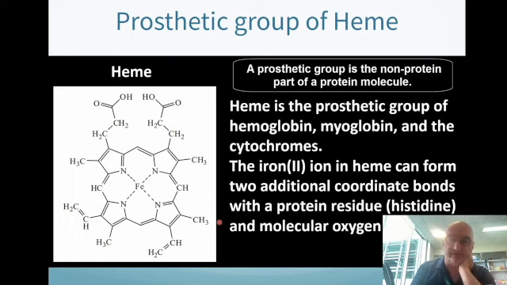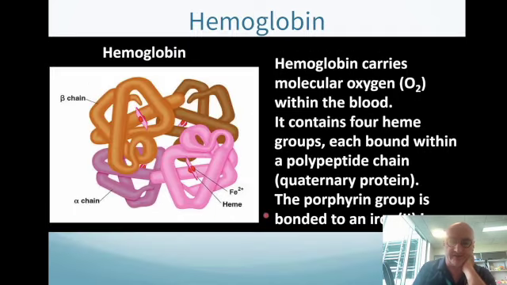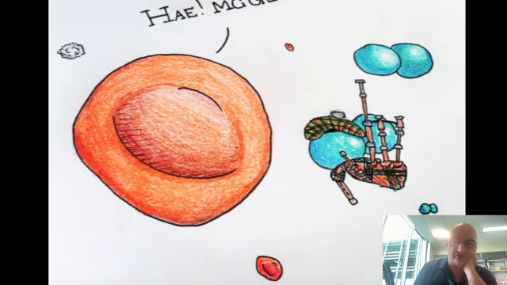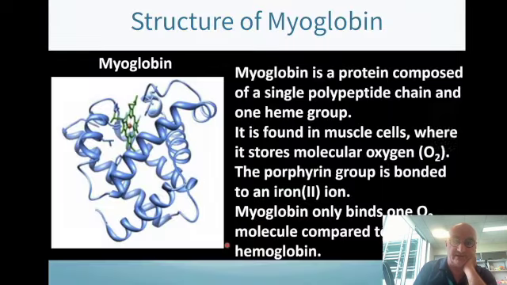Prosthetic group of heme is the non-protein part of the protein molecule, with iron 2 to iron 3 shuttling backwards and forwards, electron transport, so you can move oxygen around your bodies. Hemoglobin, this is the quaternary structure, and it's bonded to iron 2 at its centre, transporting oxygen, as we just said.